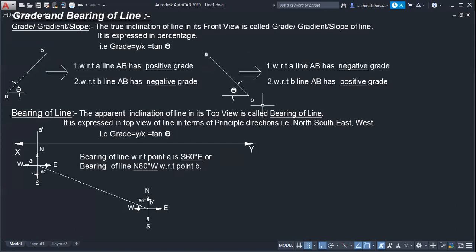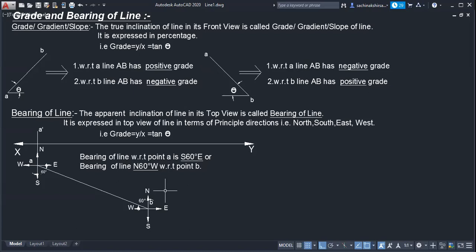If it is going towards the left hand side, or in the opposite manner, then it will have negative grade, or it is mentioned in the problem, so not necessary to care. With respect to the first point, you remember whatever line is given, it is having positive grade if its orientation is something like this. So in short, grade of the line is nothing but true inclination, that is theta. This thing you can remember.